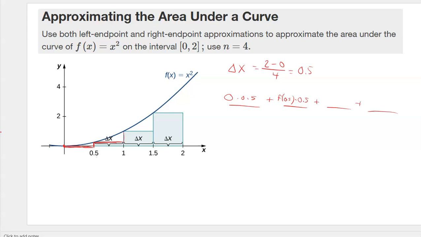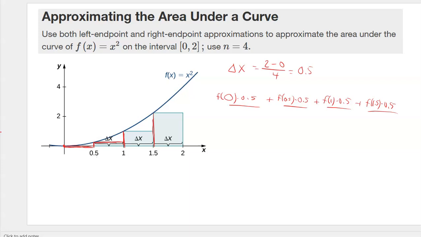The next one, I'm dealing with x equals 1. So the height of the rectangle is just the function evaluated at 1 times the width of the rectangle. And the last one is the height at 1.5 times 0.5. Now, of course, let me put that f of 0 in there just to make life easier.